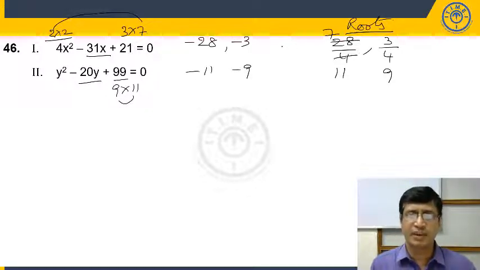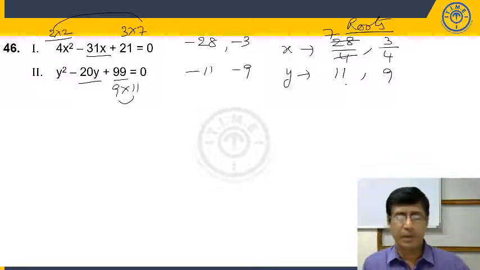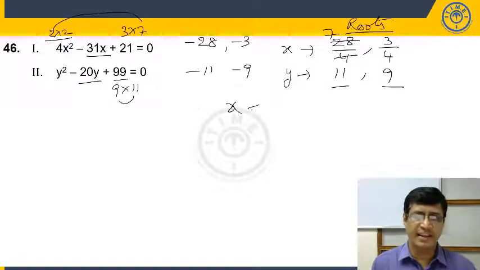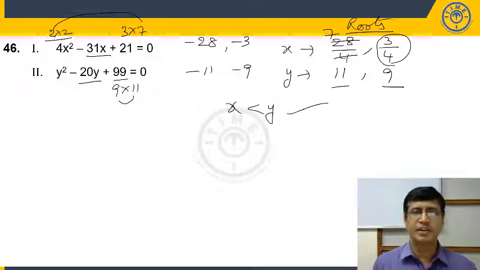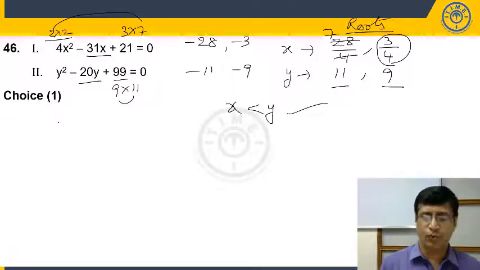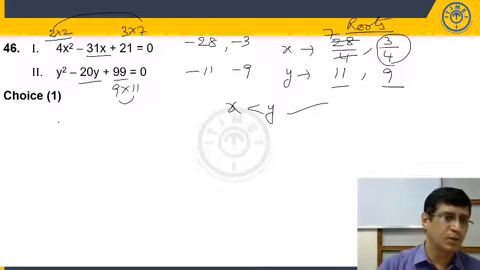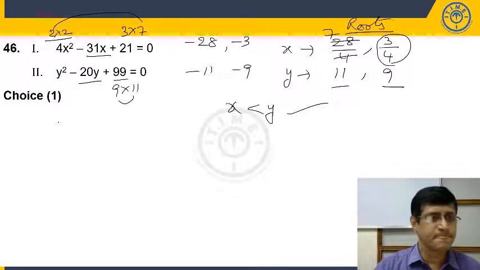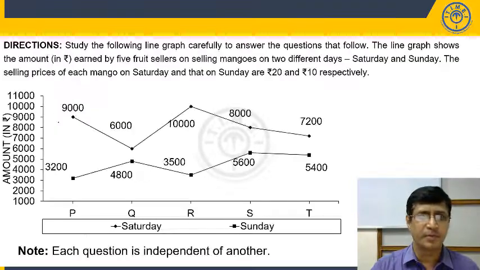The roots, x is satisfying for two values, that is 7 and 3 by 4, and y is satisfying for 11 and 9. The value of 7 is less than 9 and 11, means x is less than y. 3 by 4 is also less than 11 and 9. So it is satisfying x less than y. What is the condition? Condition is x less than y, means option number 1. First option is the right choice. Okay, am I clear? Hope you are noting all, copying all this information.